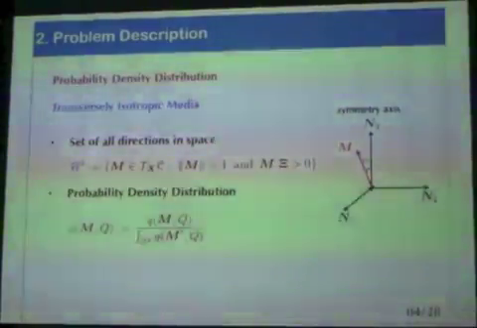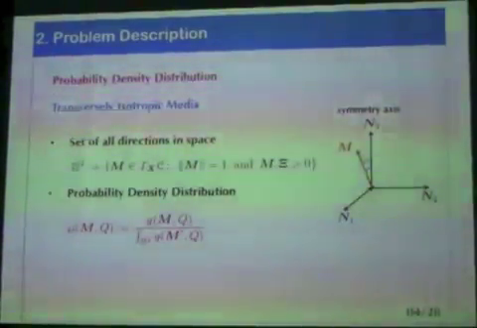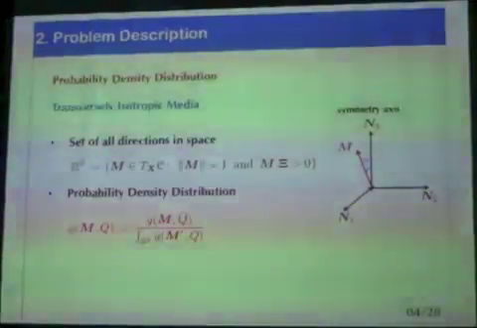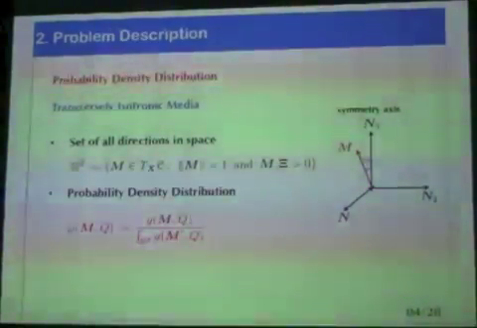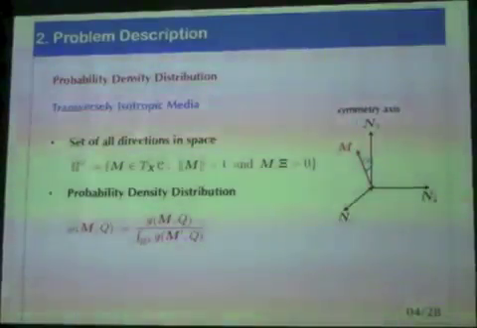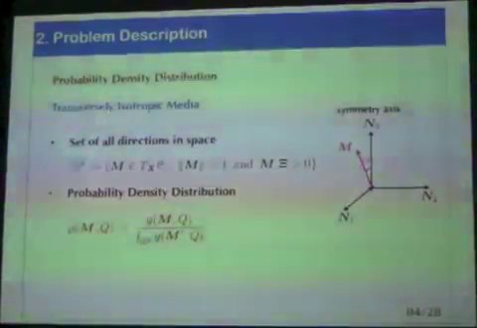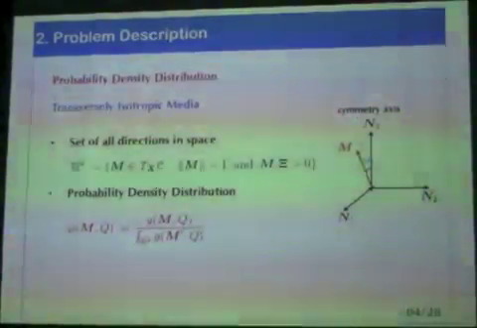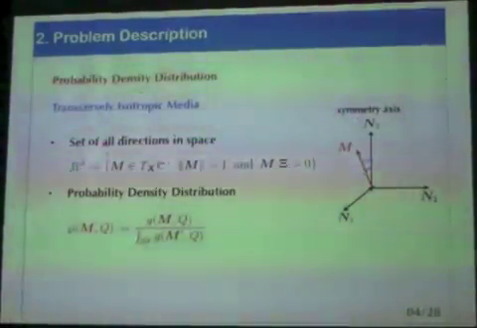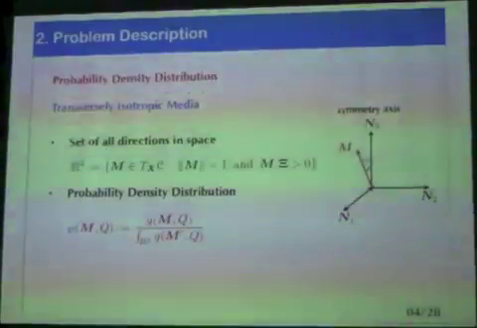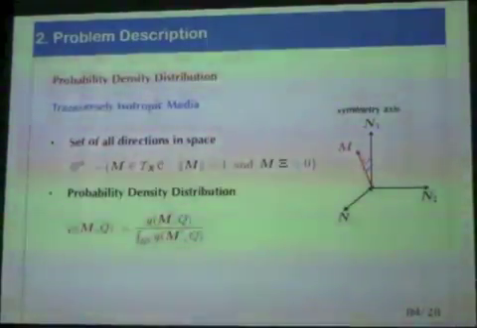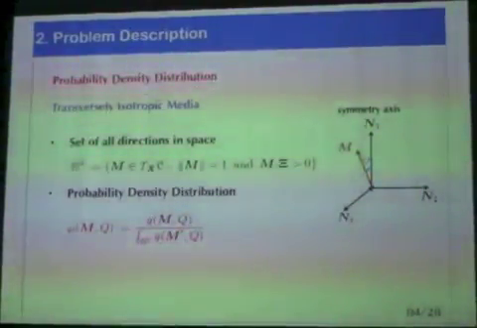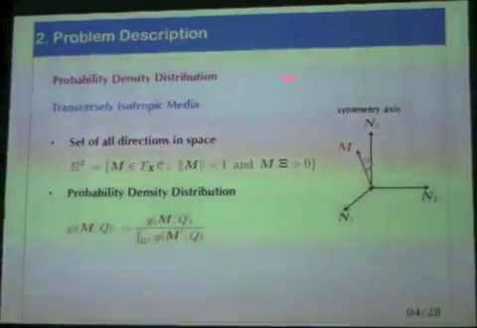As I said, those are statistically oriented composites. To model the fact that articular cartilage can be treated as a transversely isotropic medium, we firstly introduce the set of all directions in space, H2, and a probability distribution which is firstly defined as a function of M and Q. M is the vector over there. I don't know what I have to laser here.